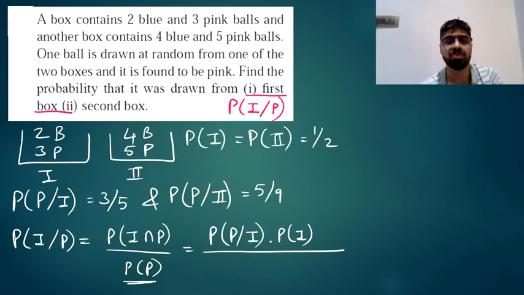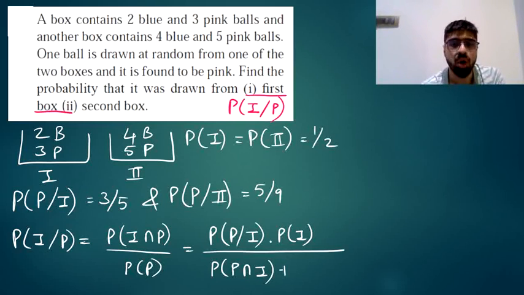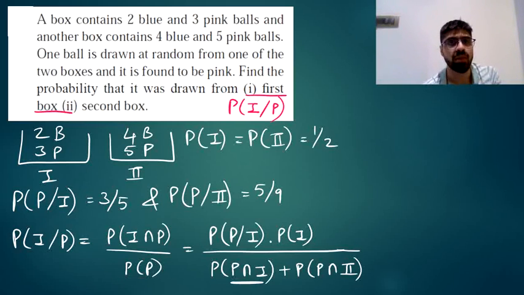In the denominator it is P of P. Now P of P means the probability of getting a pink ball. How can you get a pink ball? Either you can get a pink ball with box 1 getting selected, or you can get a pink ball with box 2 getting selected. So you can get a pink ball as P of P intersection 1, that is box 1 getting selected and you getting a pink ball, or, meaning the plus sign, box 2 getting selected and a pink ball coming out, that is P of P intersection 2.